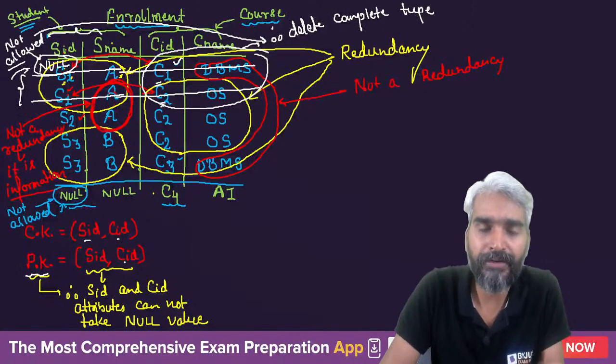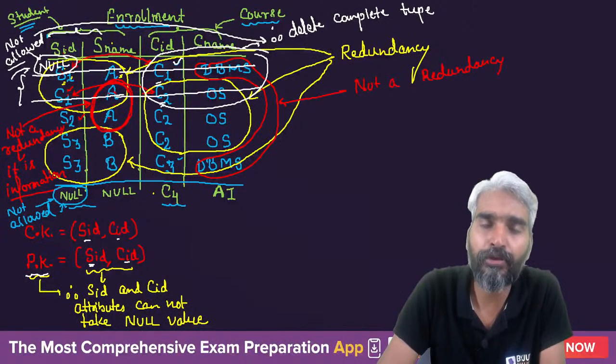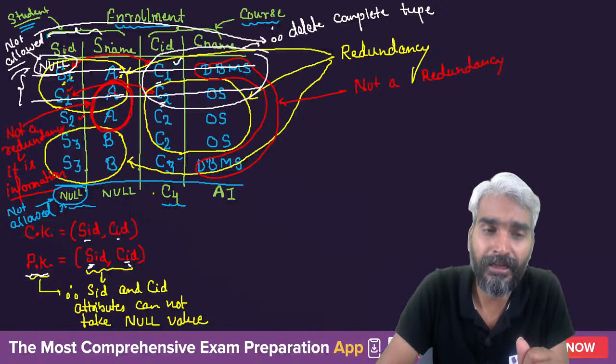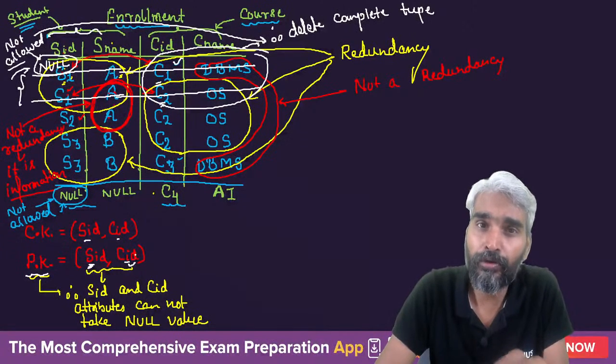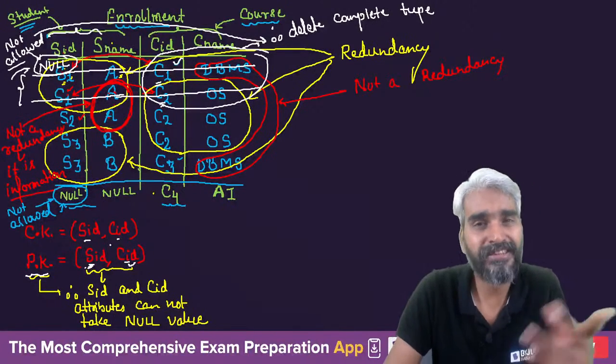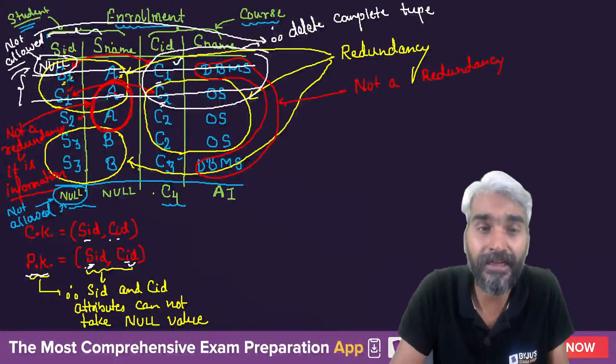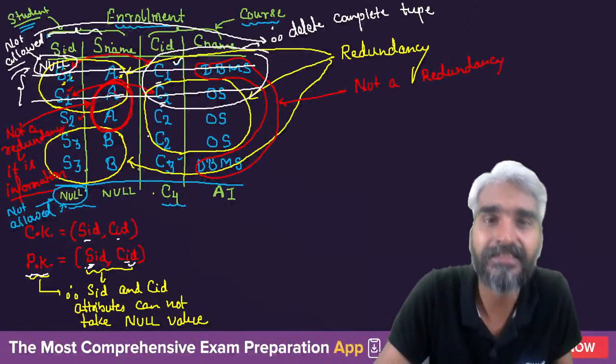So if you delete one information, if you delete the information related to student, then you will not be able to insert null with respect to SID. If you insert a new course, then you will not be able to insert null at place of SID. So that's the idea, that there are some problems because of insertion and deletion, because this redundancy exists, right?